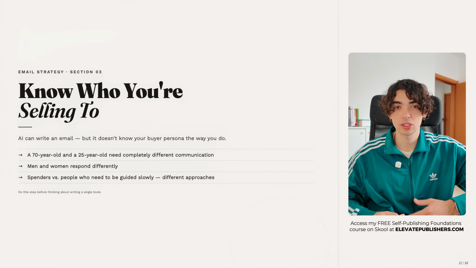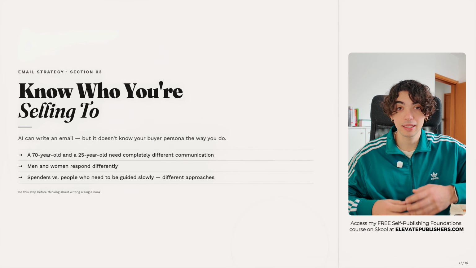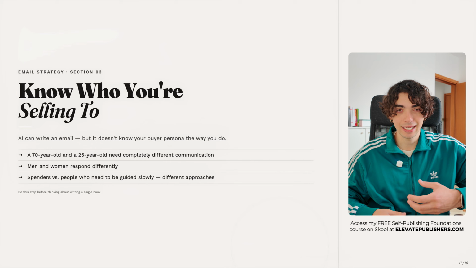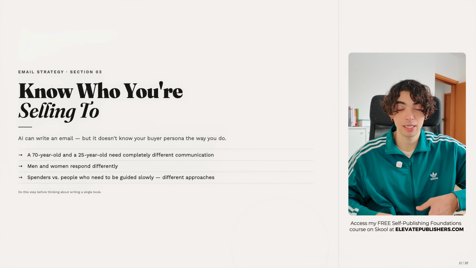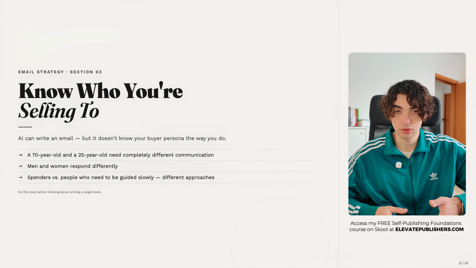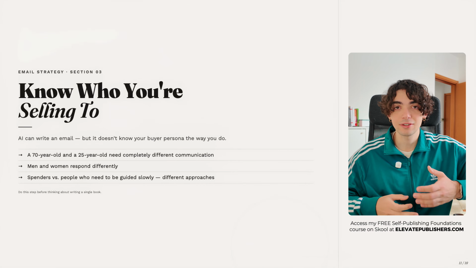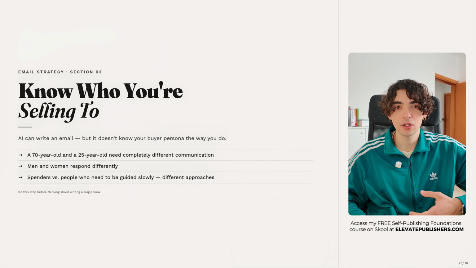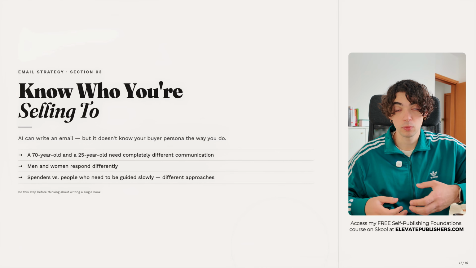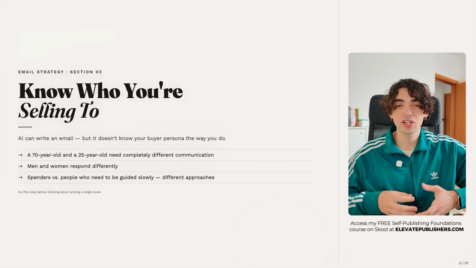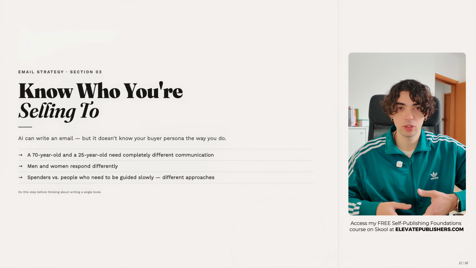It might seem simple because today you can just use AI to have an email written for you, but the reality is that AI is not able to deeply understand what the best choice for your strategy is, and it does not know your buyer persona as well as you do. For example, there are huge differences in how to communicate with a 70-year-old and a 25-year-old. There are differences if your buyer persona is a man or a woman, or if they are likely to spend money, or if they need to be guided more slowly to that result. For this very reason, understanding who you're selling to is the first fundamental step to get these satisfying results.